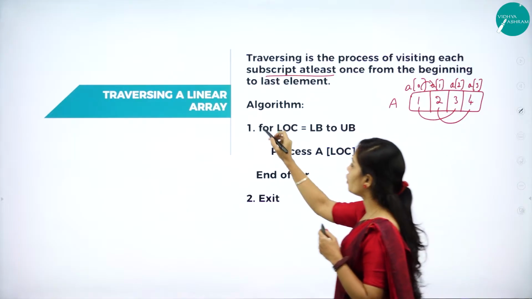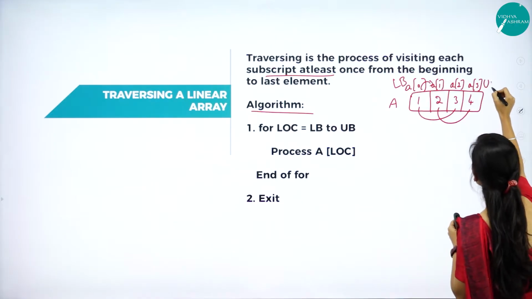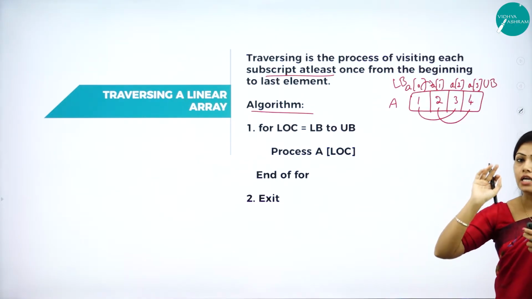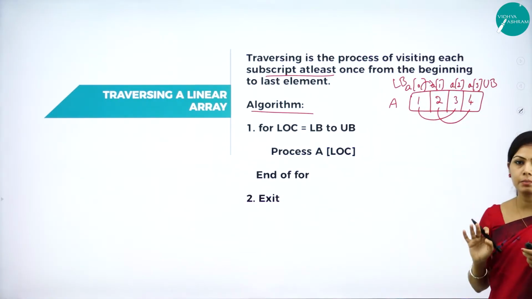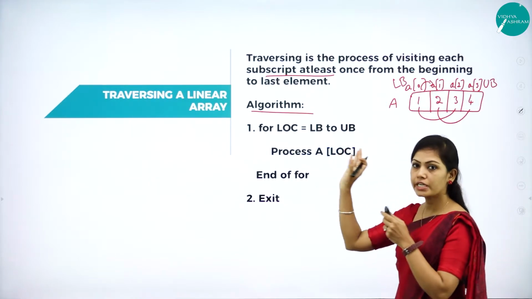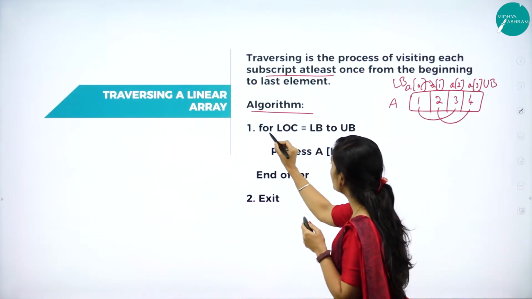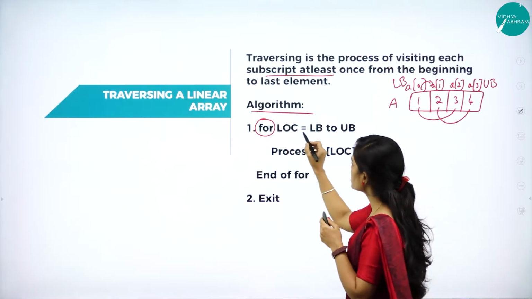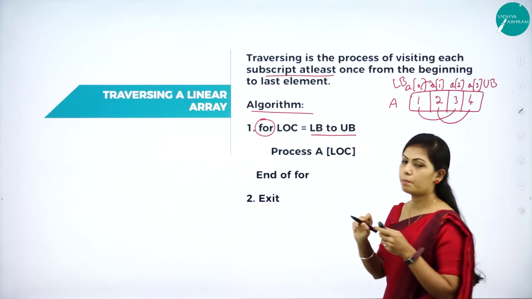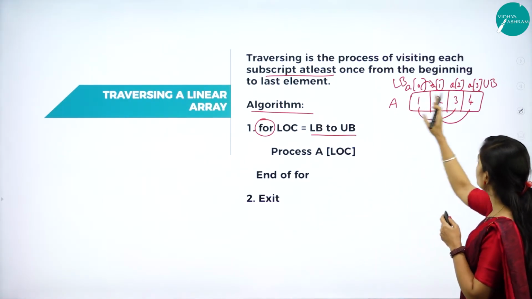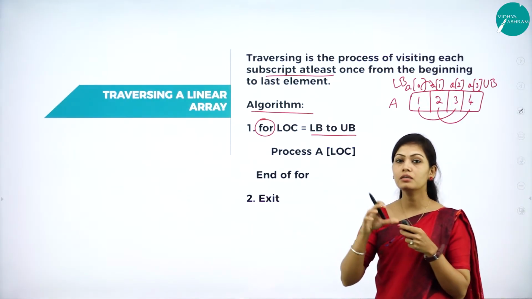So what is the algorithm for traversing? Here this is called the lower bound and this is the upper bound. The index starts from 0 to n minus 1. We have to visit all the locations exactly once from lower bound to upper bound. So we are using a for loop: LOC is equal to lower bound to upper bound, where LOC means location. And what processing is going on inside the for loop?